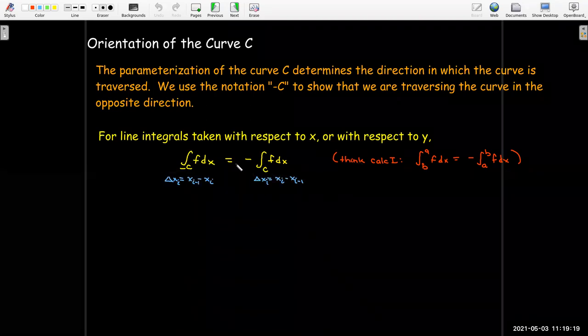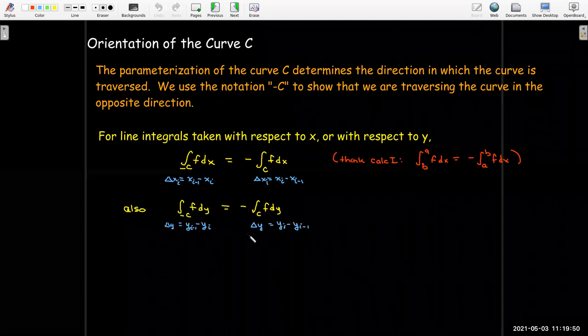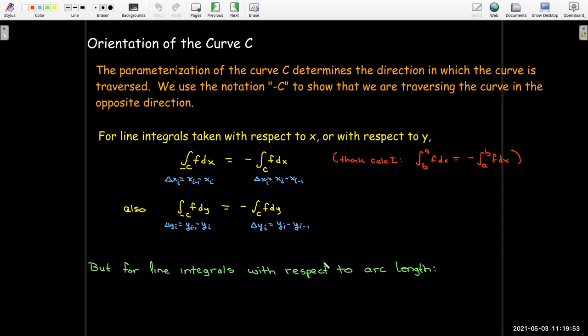And if you think back to the definition, our definition does have an orientation associated with it. So if I go in the opposite direction of that orientation, then I've changed the order in which I count my xi's, and so my delta x is going to have a different order, meaning it'll have a different sign. And the same thing is true with the line integral with respect to y for the same reason. However, for line integrals with respect to arc length, if I reverse the orientation, the value of the line integral does not change.